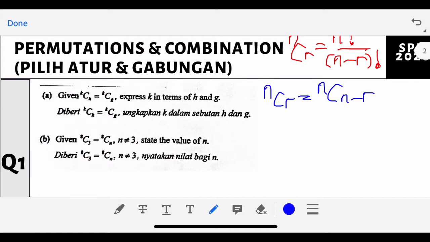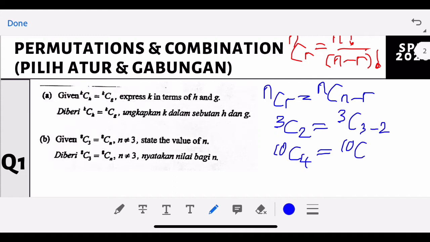So actually, you are given the formula NCR in the formula list. You just copy NCR equal to N factorial over N minus R factorial over R factorial, that's over R factorial, right? So NCR equal to NC(N minus R). This formula won't be given in the exam.